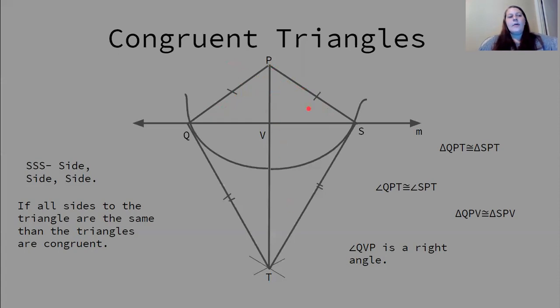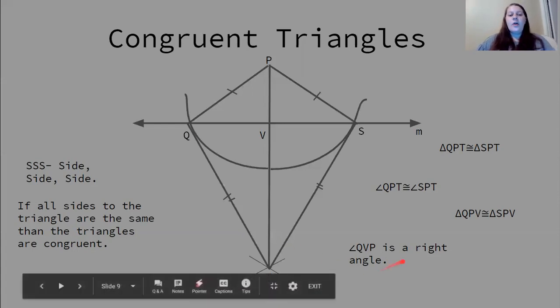triangles. And that would be a side-angle-side congruent triangle, which means that the triangles are congruent because the side, angle, and side are congruent. As long as two sides and an angle are congruent, the triangle is congruent.